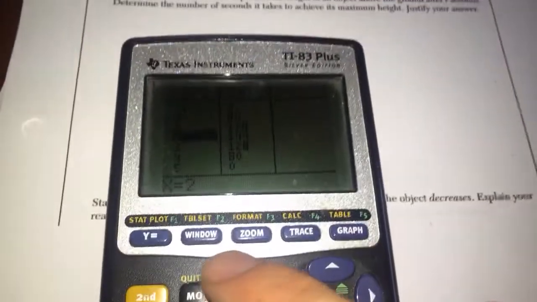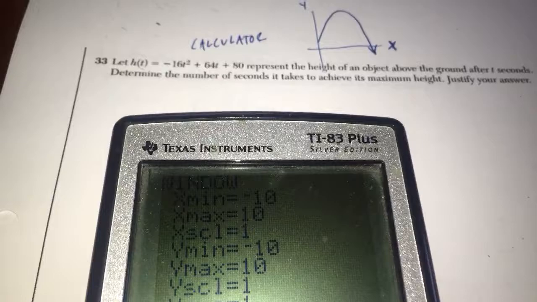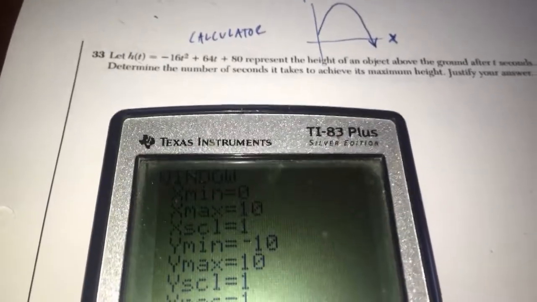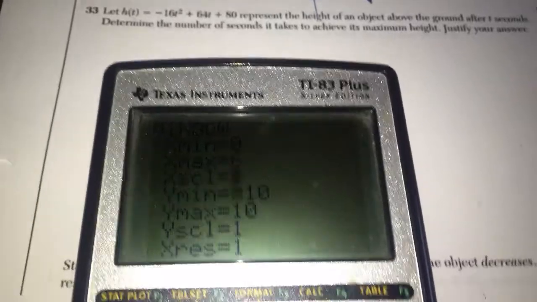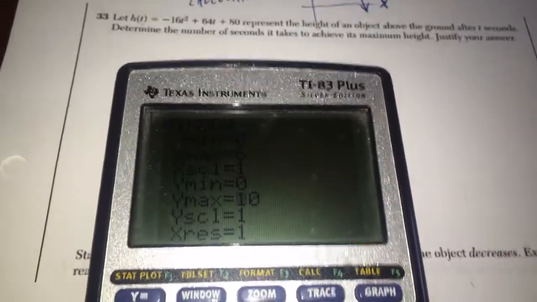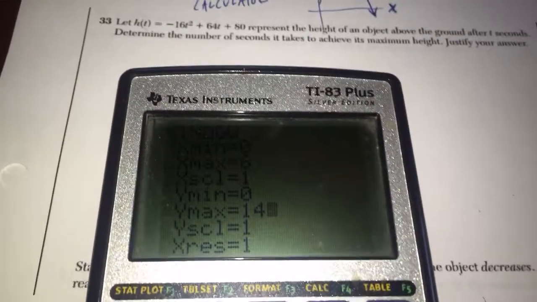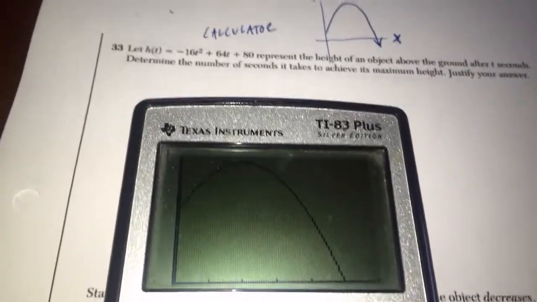So what I'm going to do is go to my window, and I'm going to change my lowest x value to 0, my highest x value to about 6. It crosses the x-axis at 5 seconds. A rocket can't go into the ground, or this object can't go into the ground, so I'll change this to 0. And that maximum height was 144, so I'll say 150, just so I can see the picture to look like this.